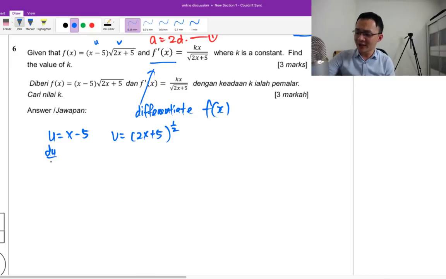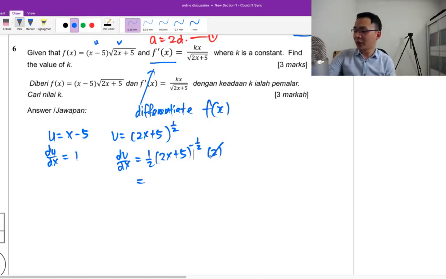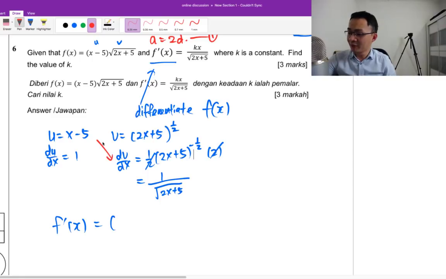So du dx, okay, is basically 1. So dv dx is basically 1 over 2, 2x plus 5 to the power minus 1, so you get negative half. And then I need to differentiate inside, I will get a 2 here. So 2 and half I will simplify. This one is actually 1 over square root 2x plus 5. Right, then only I will apply the product rule. So u multiply this one plus v multiply this one. Alright, this is the whole idea.